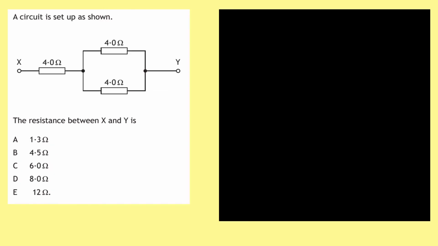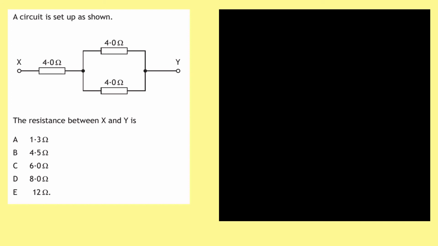So we have another mixed circuit here. However, we can see that these resistors have the same value. So remember the special case. If we have resistors connected in parallel of the same value, the total resistance is equal to the value of the resistor divided by the number of resistors, in this case 2.